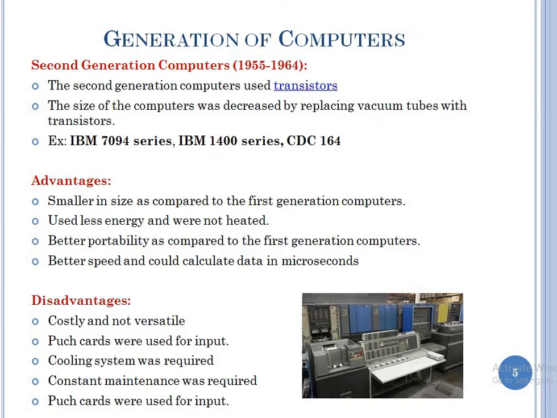Advantages of second generation of computers. It is smaller in size as compared to the first generation of computers. It uses less energy and does not get very heated. Better portability as compared to the first generation of computers. Better speed and could calculate data in microseconds.